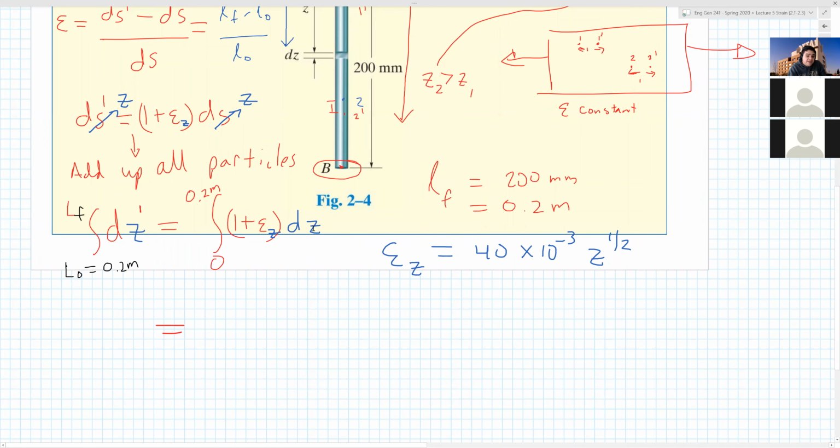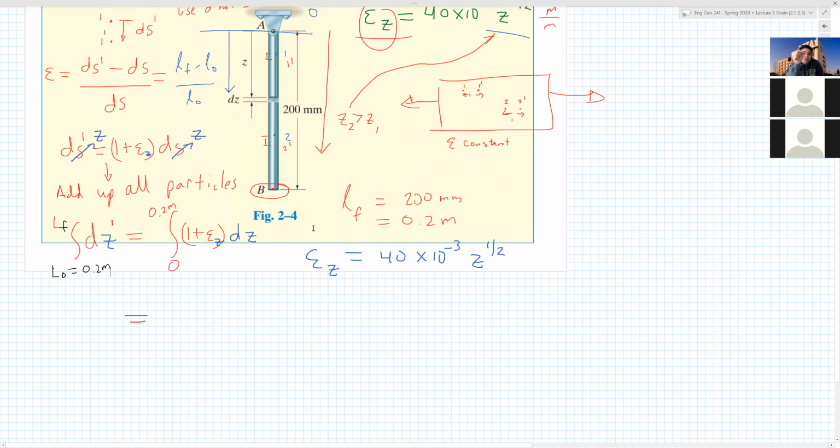On the right side, you're tracking how much each particle, each coordinate, each position of the particle changes, displaces, right? So don't you have a particle at z equals 0? Don't you have a particle at z equals 1? There's a particle at z equals also 0.2 meters, right? So we have to look at that and then integrate the whole thing. Okay, so you have to integrate the whole thing.